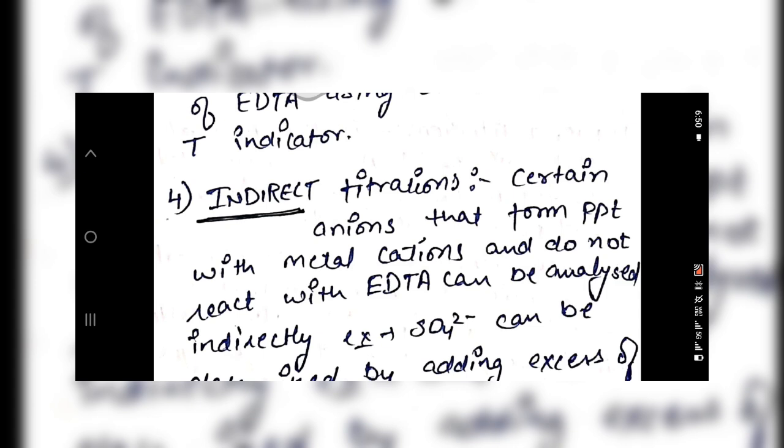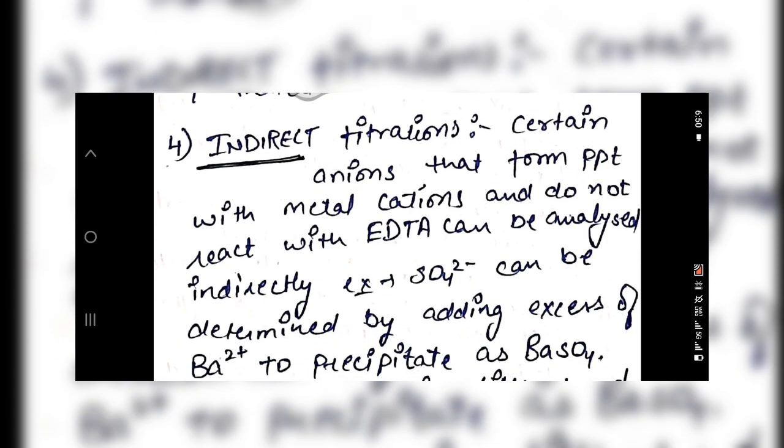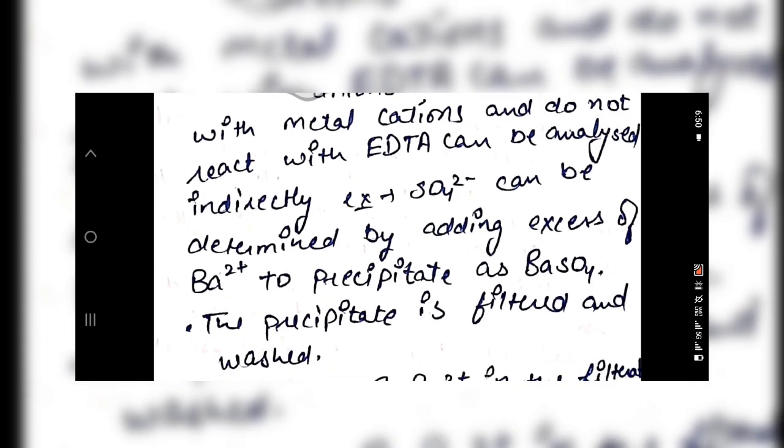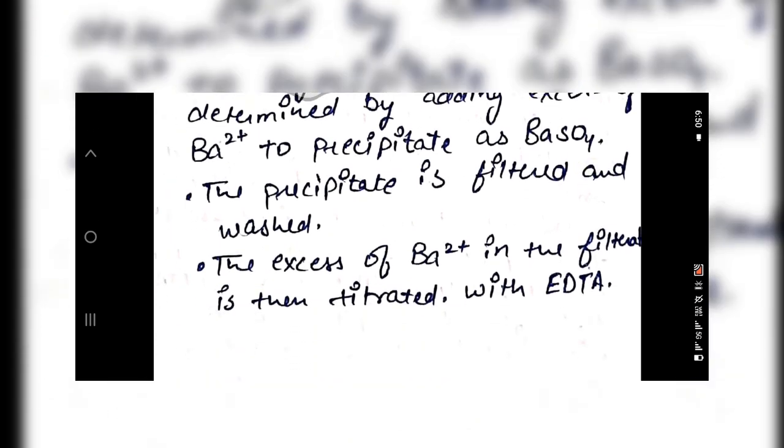And the last but not the least, fourth is the indirect titrations. Certain anions that form precipitates with metal cations and do not react with the EDTA can be analyzed indirectly. For example, sulfate ions can be determined by adding excess of barium 2+ to precipitate as BaSO4. The precipitate is filtered and washed. The excess of barium 2+ in the filtrate is then titrated with EDTA. And this is how the topic of complexometric titrations ends.